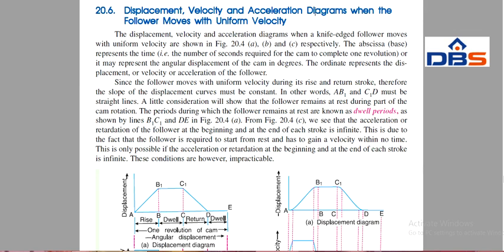All of you know there are many types of followers, but to discuss the topic here we are taking the knife edge follower as the reference. Knife edge follower is one which has the edge of the follower at 60 degrees with respect to the center. Here the displacement, velocity and acceleration diagrams for a knife edge follower with uniform velocity are going to be discussed.